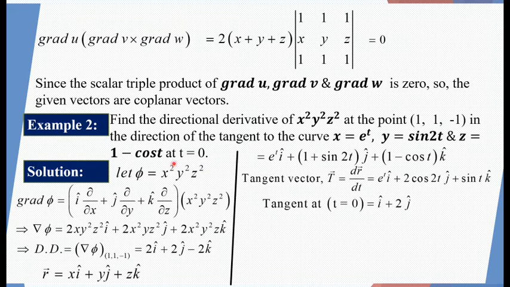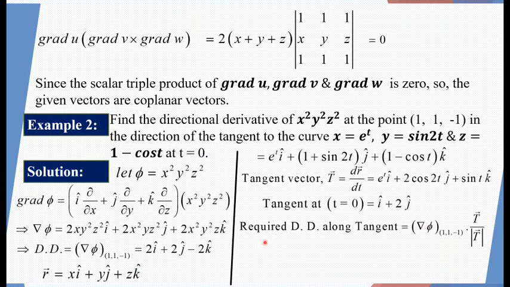But we have to find it at t equals 0. So when we put t equals 0, e raised to power 0 is 1, so only i. Cos 0 is 1, so 2j, and sin 0 is 0, so the tangent at t equals 0 is i plus 2j. So the required directional derivative along the tangent, del phi.